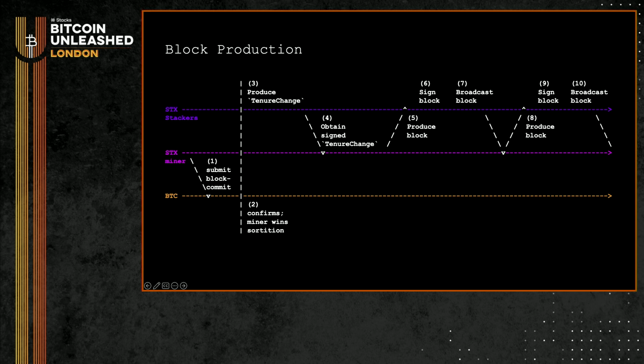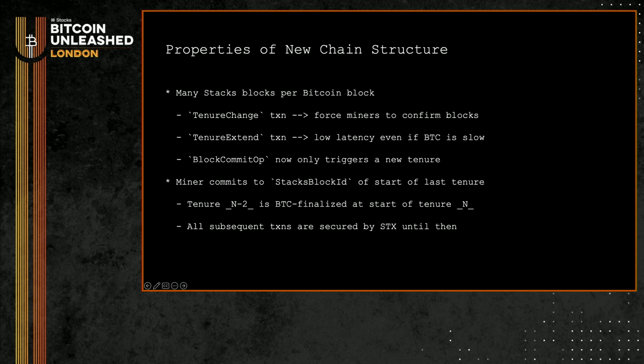Miners obtain that tenure change to produce their first block, and then miners proceed to execute something kind of like a 2-phase commit. Miners make the block, they send the block to the stackers, who acknowledge the block and replicate it. Once the miner sees it's been replicated, it produces its next block, and so on and so forth until the next Bitcoin block arrives. So this is great. We have many blocks per Bitcoin block now instead of just one.